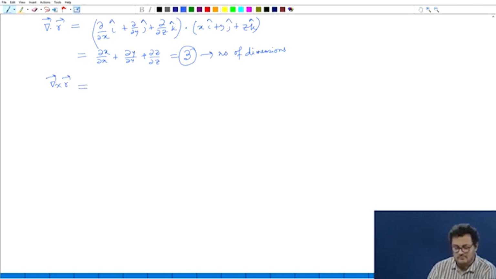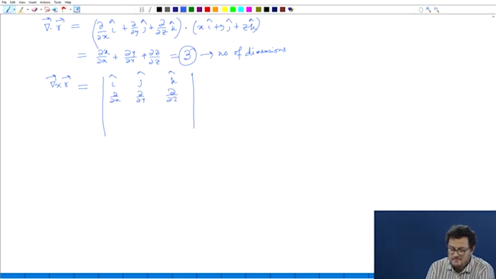What is the curl of R? That is very important and also interesting. So, you have to write i, j, k, then del del x, del del y and del del z, then you write x, y and z, and then you do like i.